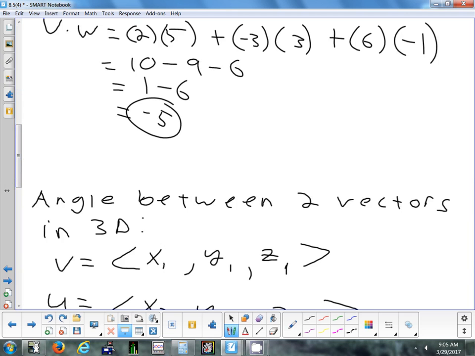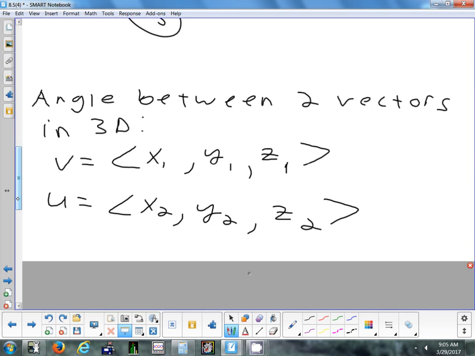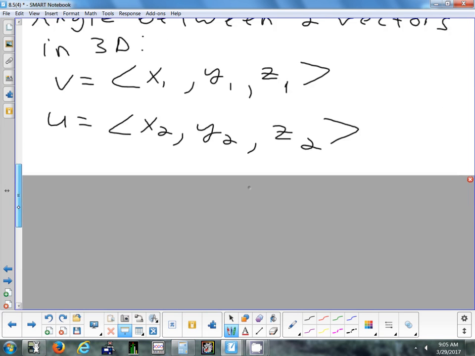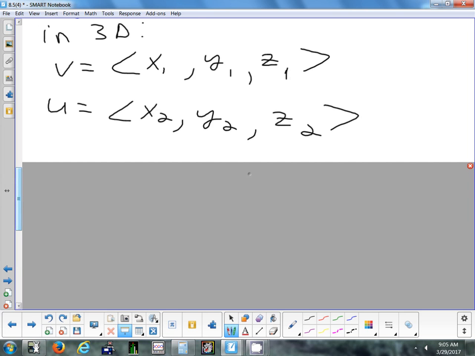Okay, so if we had two vectors in 3D and we want to find the angle, what was the formula in 2D? Cosine, the dot product over... careful, cosine of theta equals what you just said. The dot product over the product of the magnitudes.